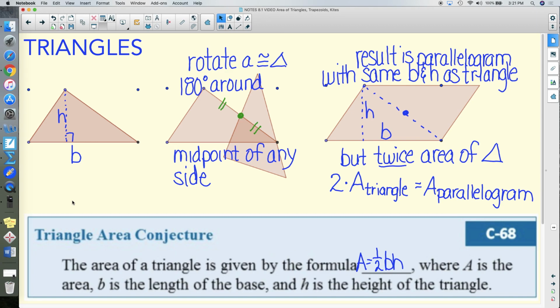So after I rotate it, the parallelogram is going to have the same base and height as the triangle, but twice the area. So 2 times the area of the triangle is the parallelogram, and I know that the parallelogram formula is base times height. 2 times the area of the triangle would equal that, so you can see where the area formula for triangles comes from: divide both sides by 2, and the area of an individual triangle is its base times height divided by 2.